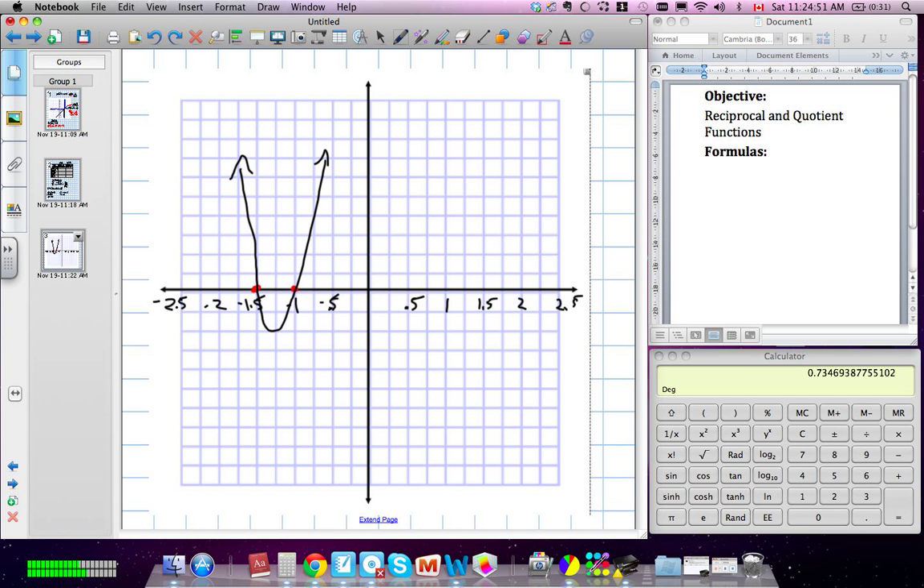Okay? And our vertical asymptotes come right through those two numbers. Okay? So because those are vertical asymptotes, we have to find out a little more before we can draw the rest. But we have our asymptotes. That's the first thing we've done.